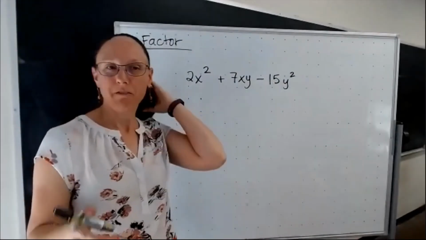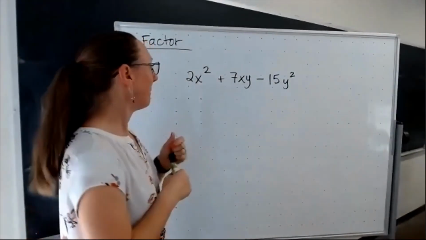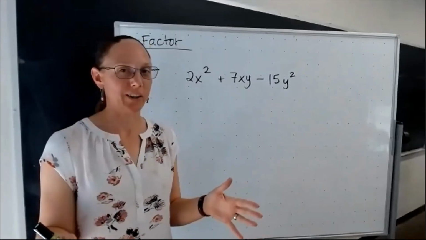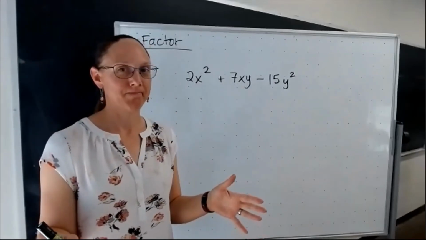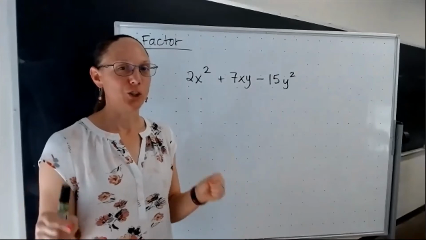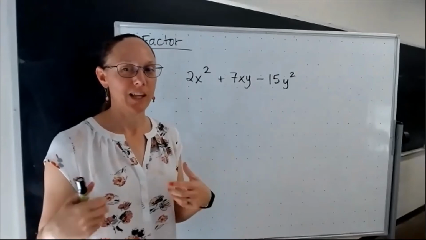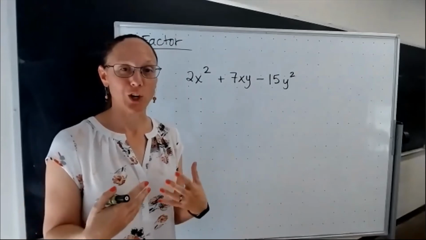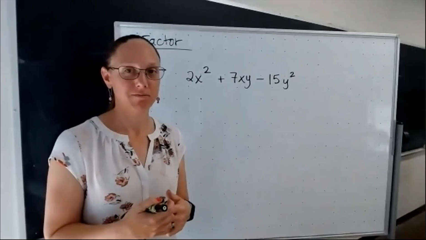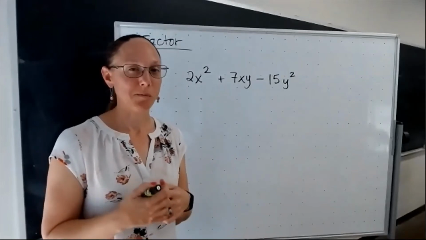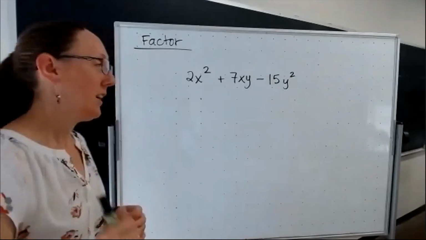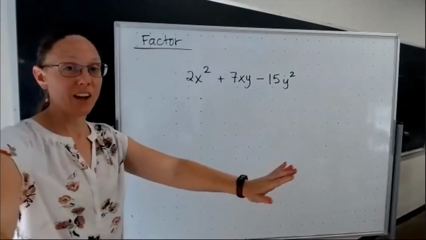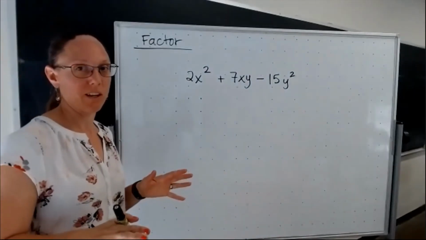Because factoring by grouping also works with trinomials. You just have to separate the middle term for yourself. Here's what I mean. And this is just yet another method for factoring.